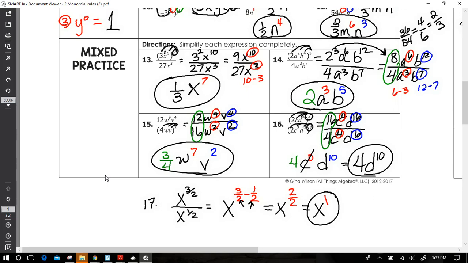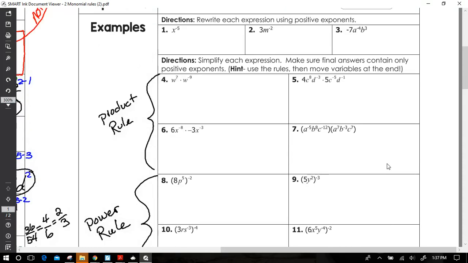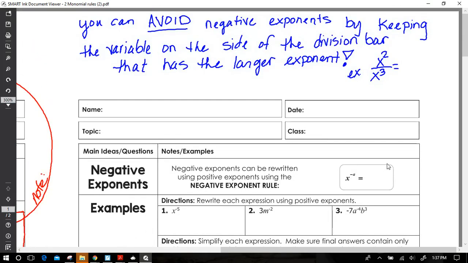All right, so we've covered dividing our monomials. Let's take a look at our very last exponent rule on the right-hand side of our paper. Okay, we're going to be discussing negative exponents and how we deal with them. So I do have a little tip at the top of the paper that's going to help us with the division rule when it comes to negatives.